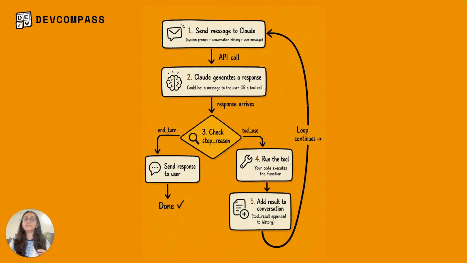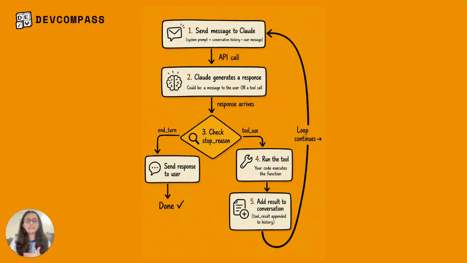Step 3 is the decision diamond in the middle of the diagram. Check stop reason. This is the most important step in the entire loop. Not what Claude has said, not whether Claude mentioned a tool name in its text. The stop reason field in Claude's API response. If stop reason is end turn, Claude is done. The loop has exited. It generates a message, there is no tool, it's just a response. It sends the response to the user and exits. Done. If the stop reason is tool use, Claude wants to call a tool, so go to step 4.